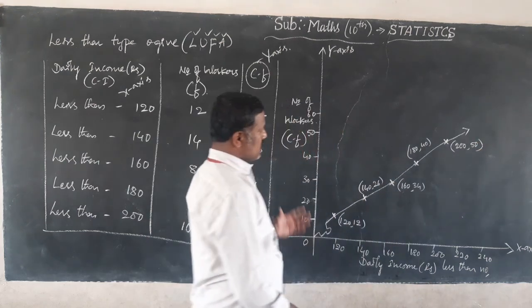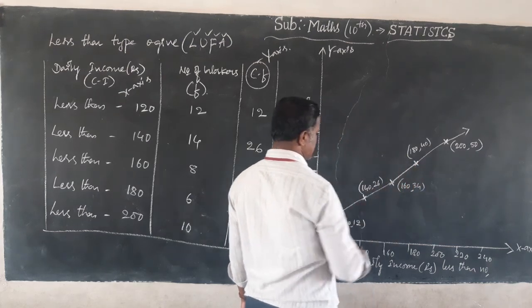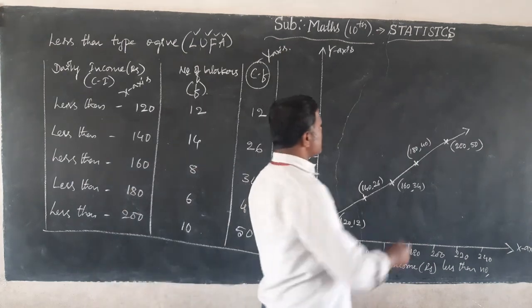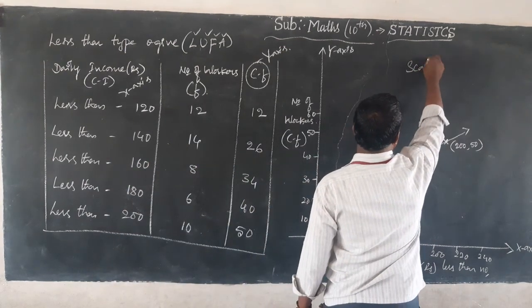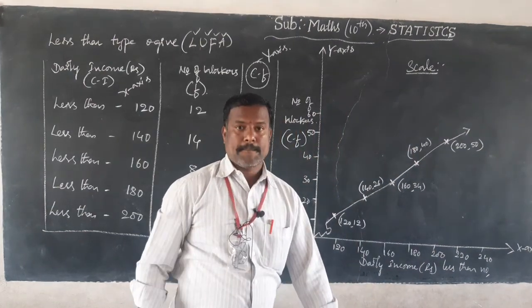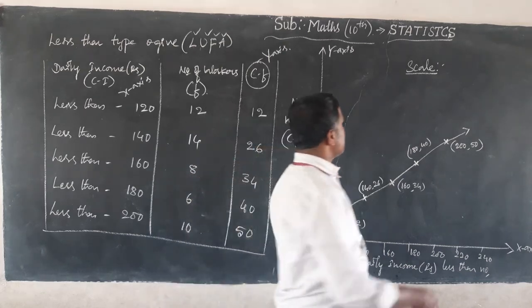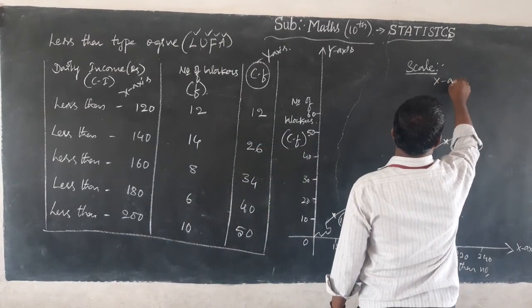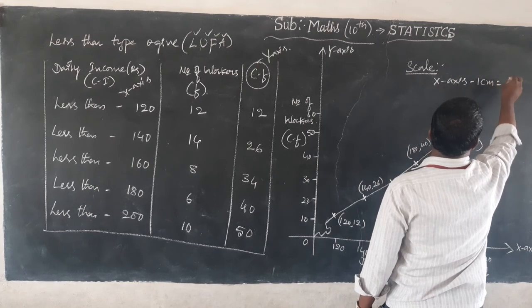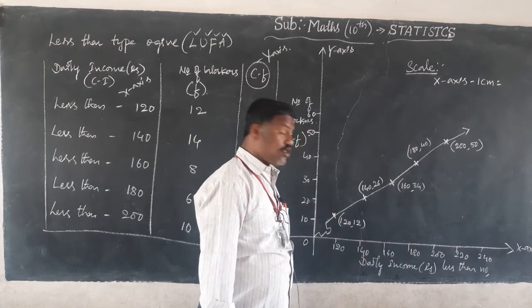Understand children? So this is the way we are going to draw or construct the less than type ogive graphs. And finally you should write scale. This is very important children. If you do not write the scale, the evaluator will deduct 1 mark. Scale, x-axis: 1 centimeter is equal to 20 units.